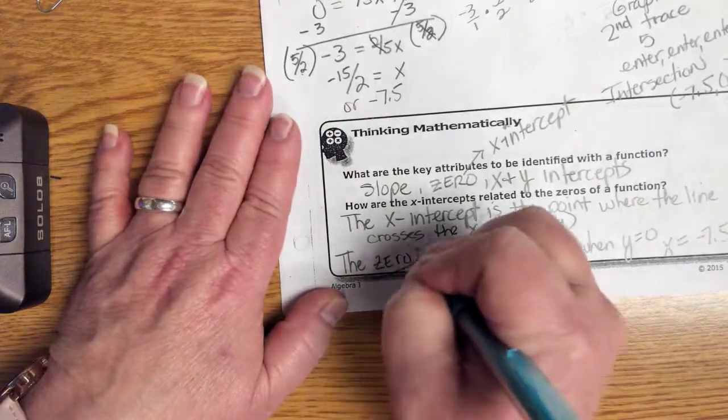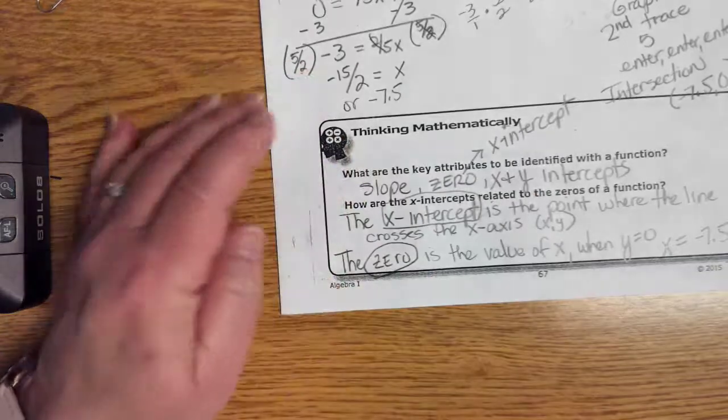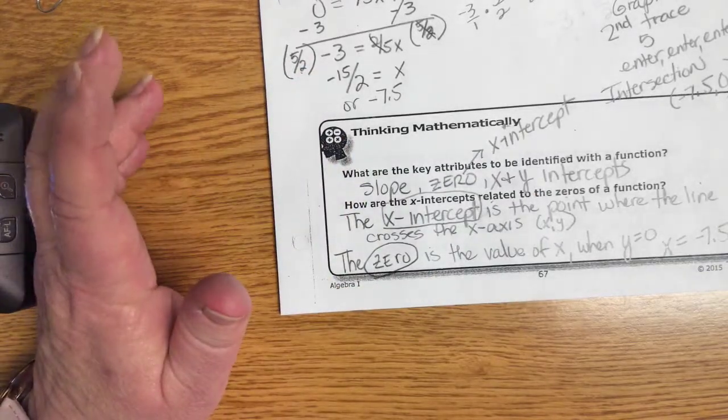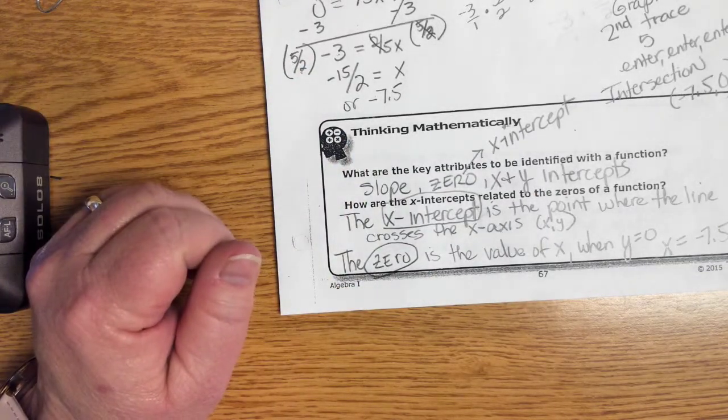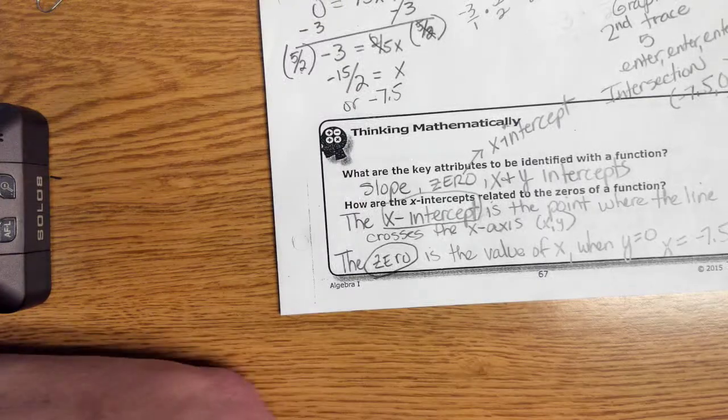So there is a slight difference in what the answer would be. If it's asked what is the x-intercept, you give a coordinate point, whereas if it's asked what is the 0 of the function, you would give x equals -7.5.